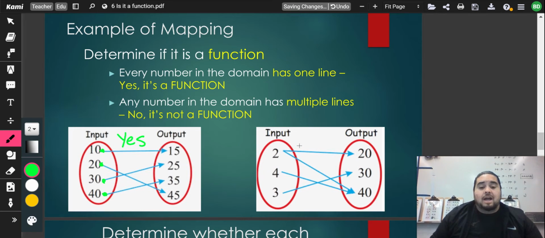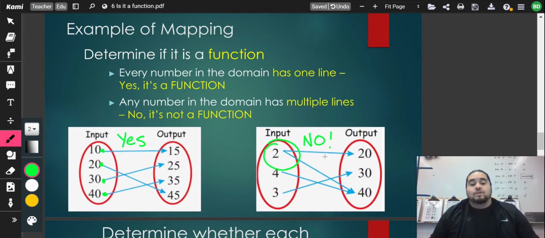Now let's look at the object on the right. So any number in the domain has multiple lines. So if we're looking right away, I can see that 2 has two possible outcomes. 2 can either be 20 or 2 can be 40. So this would not be a function because 2 has two possible outcomes, two values that it matches up with. So that violates that definition that every element in the domain only matches with one element in the range.